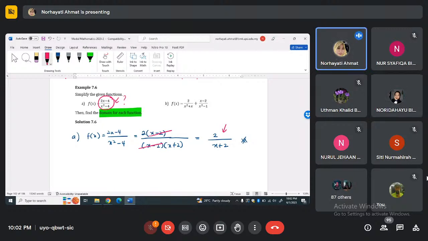Okay, bukan. Okay, tapi nice try. Okay, to find the domain of the function, we focus on the original function. Okay, original function. Sebab ini je yang kita ada. Ini yang simplify. Simplify graph dia lain.